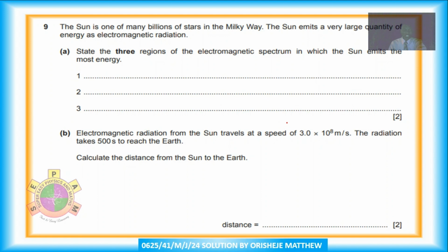Question 9. The sun is one of many billions of stars in the Milky Way. The sun emits a very large quantity of energy as electromagnetic radiation. State the 3 regions of the electromagnetic spectrum in which the sun emits the most energy. We have ultraviolet radiation, the visible spectrum, and infrared radiation.